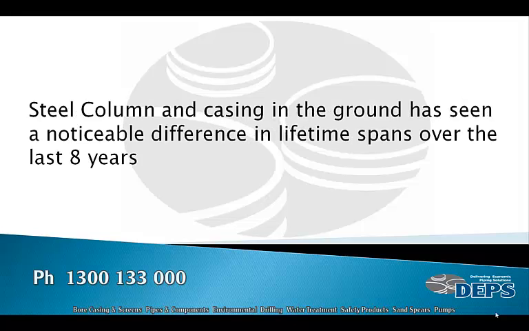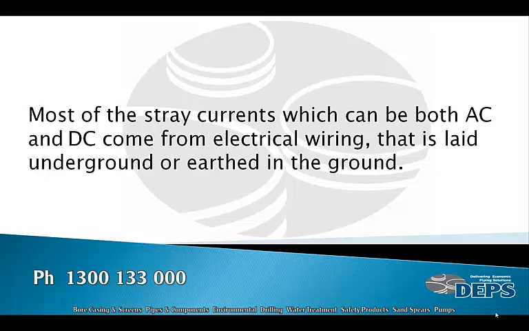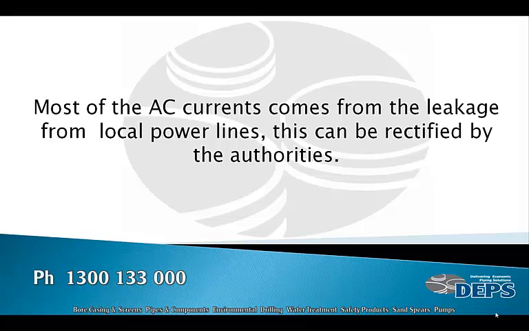Steel column and casing in the ground has seen a noticeable difference in lifetime spans over the last 8 years. In some areas we have seen the lifetime go from 15 years plus to 2 years or less. Most of the stray currents, which can be both AC and DC, come from electrical wiring that is laid underground or earthed in the ground.